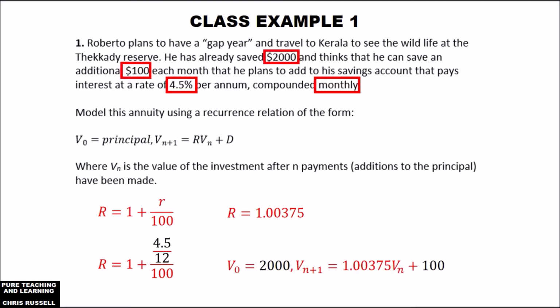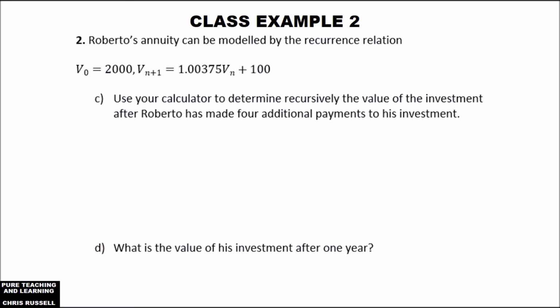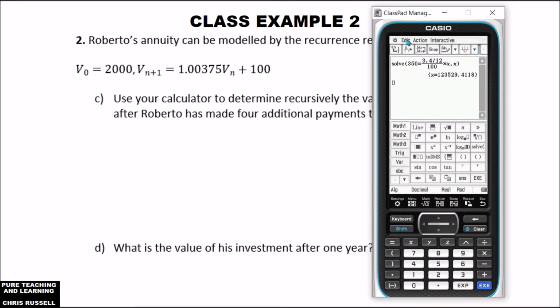Now we can use the recurrence relation. So our initial value is 2,000. Vn+1 equals 1.00375 Vn + 100. Roberto's annuity can now be modelled. Use your calculator to determine recursively the value of the investment after Roberto has made 4 additional payments to his investment. So what we need to do is use a CAS calculator, like you see here.